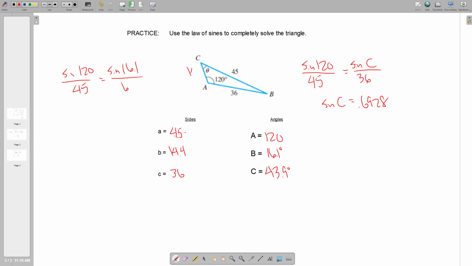So just make sure, can that work? If this is 14.4 and this is the smallest angle, 16.1. Smallest angle, smallest side. Biggest angle, biggest side. This is 43 degrees, that's in the middle. 36 is in between 14.4 and 45. So I feel pretty good about that.